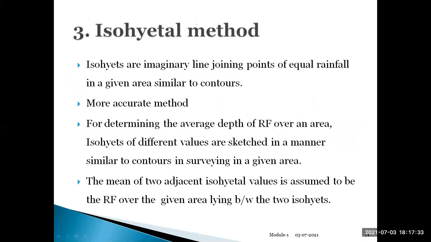And the last method is the isohyetal method. Isohyets are imaginary lines which join the points of equal rainfall, which is similar to your contours.